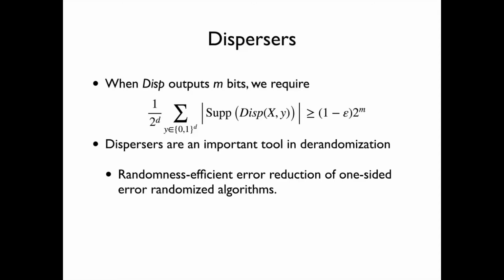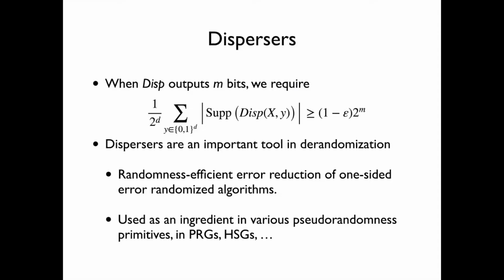I'll just mention that dispersers are an important tool in derandomization, not necessarily the strong variant. It allows randomness-efficient error reduction of one-sided error randomized algorithms, and is used as an ingredient in various pseudorandomness primitives such as PRGs, hitting set generators, and a few others.